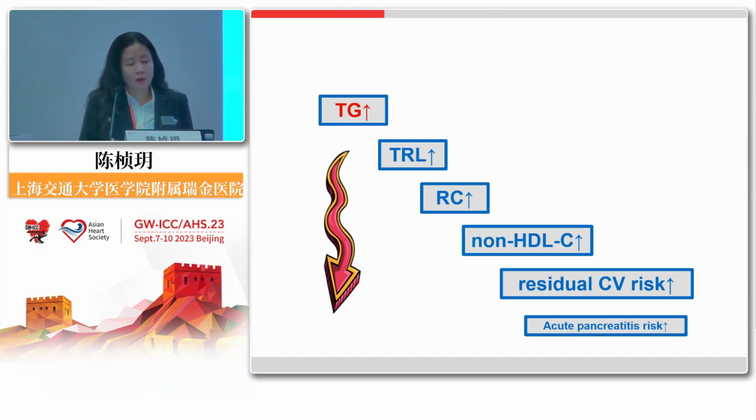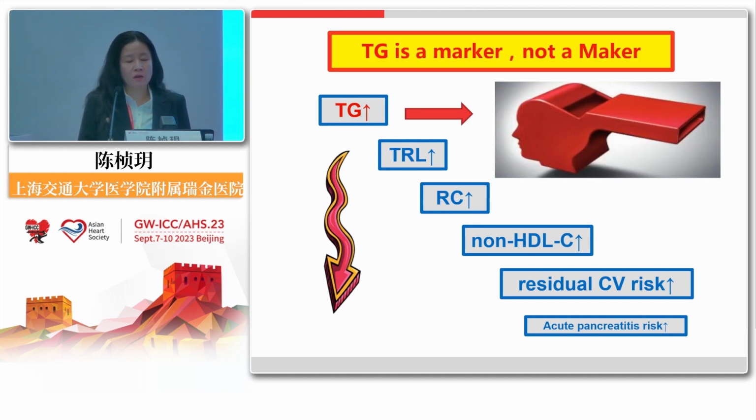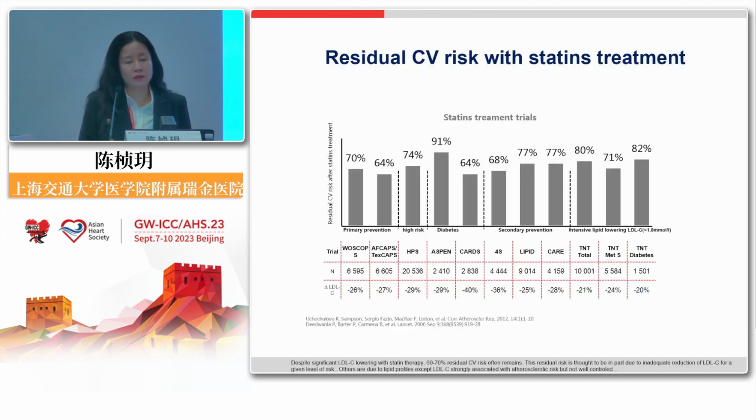Then we know that if TG is elevated, that demonstrates the TRL particles are elevated, and remnant cholesterol is elevated as well. Non-HDLC covers LDLC and VLDLC, so non-HDLC usually increases, leading to increased residual CV risk. If TG is elevated severely, it will cause acute pancreatitis. So TG actually is not a maker. TG is a marker, a kind of whistleblower of ASCVD risk.